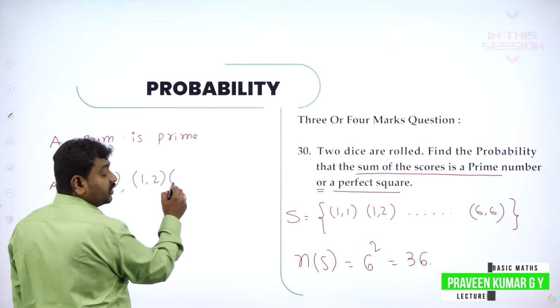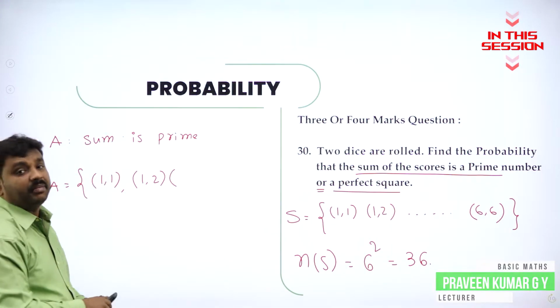And 1, 3 I cannot take. 1, 3 gives you what? 1 plus 3 is 4. 4 is not a prime number.